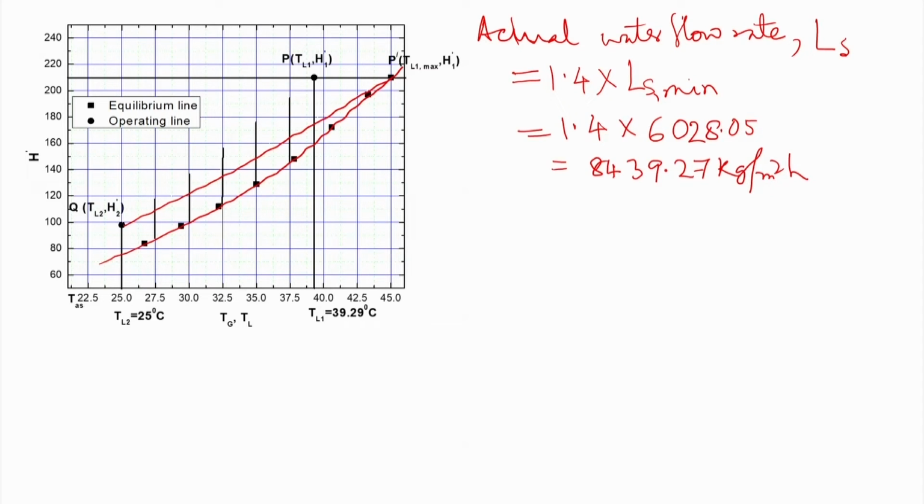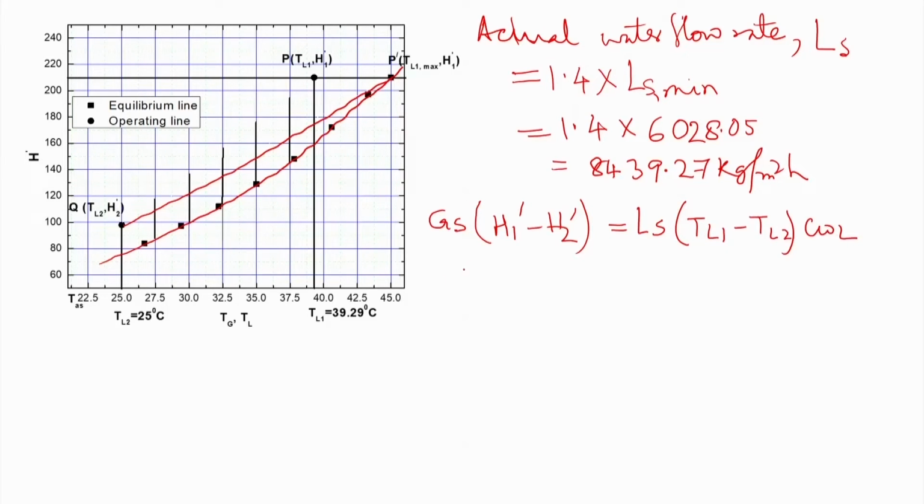So, using the same overall enthalpy balance equation across the dehumidification tower, we will get the minimum temperature of the water to be maintained if this actual water flow rate is 1.4 times the minimum water flow rate. So, we will again apply the same equation: Gs into H1 prime minus H2 prime is equal to LS into TL1 minus TL2 into CWL.